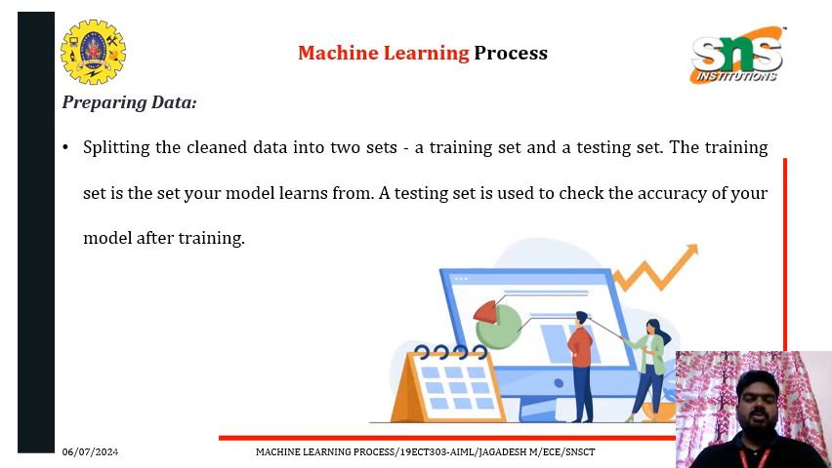Then the third process is actually, in preparing data itself, there is splitting. Splitting the cleaned data into two sets, that is a training set and a testing set. A training set is the set your model learns from. A testing set is used to check the accuracy of your model after training.